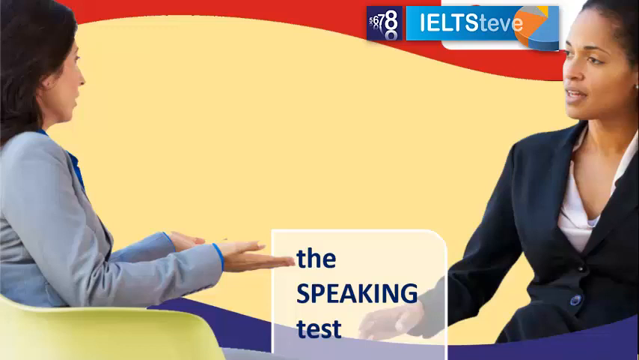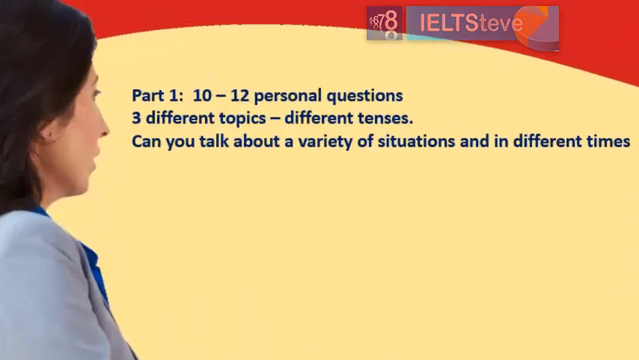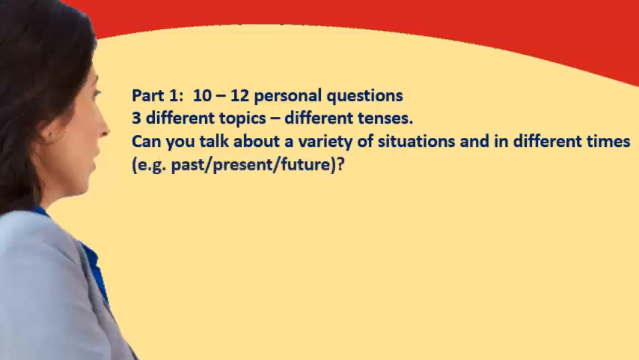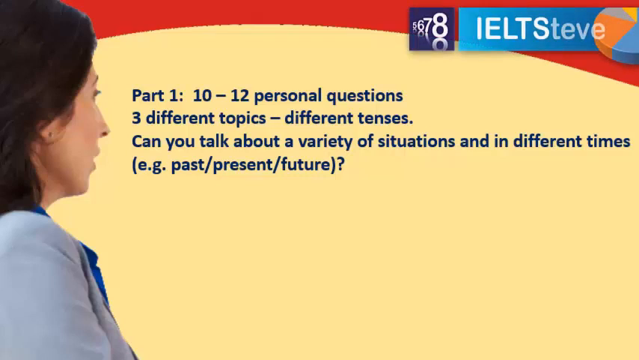There are 10 to 12 questions in part one. These questions are on different topics, and they offer different tenses. You have been asked to talk about lots of different situations. So there's three different topics, different times. By time, we mean you may be asked to discuss the past, the present, the future. That's quite common on these different topics. Now, when we say personal questions, they mean just you talk about yourself and your own experience.